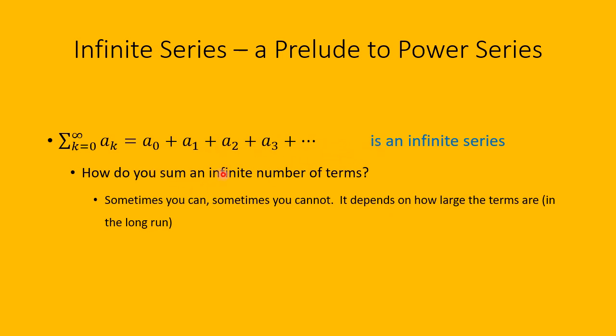So how do we sum an infinite number of terms like this? Sometimes we can find the sum of an infinite number of terms, sometimes we cannot. It depends on how large the terms in this infinite series are in the long run. Do they get very small after a while or not?